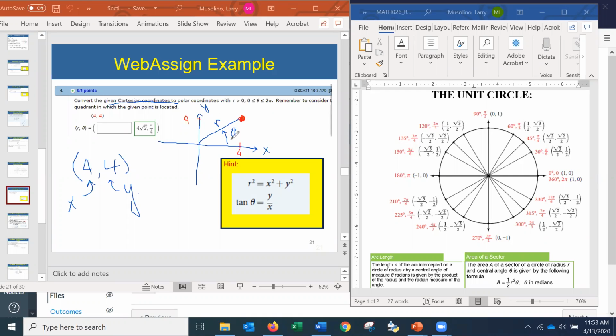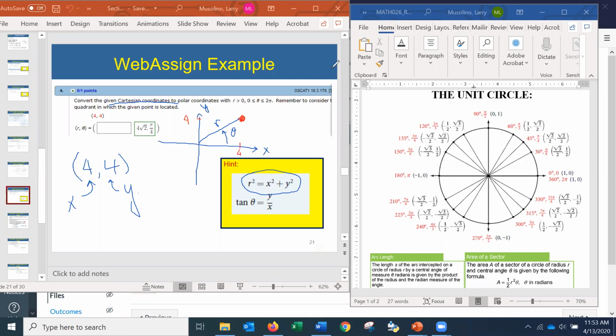All right, let's figure out the r first. It's better to figure out r to begin with, because then once you know r, you could use r if you wanted to figure out theta. All right, well, let's use this formula. It says r squared is x squared plus y squared.